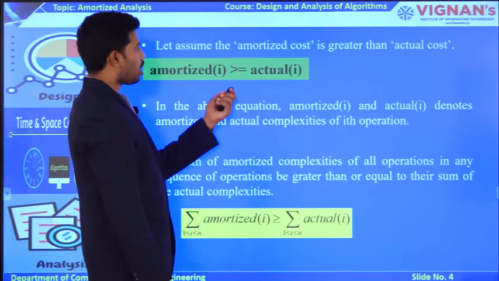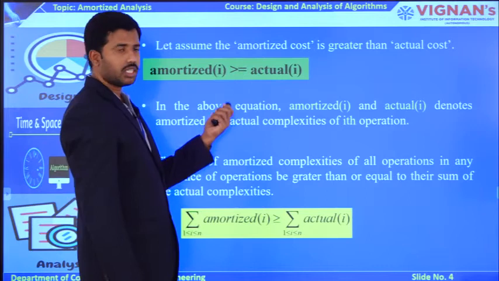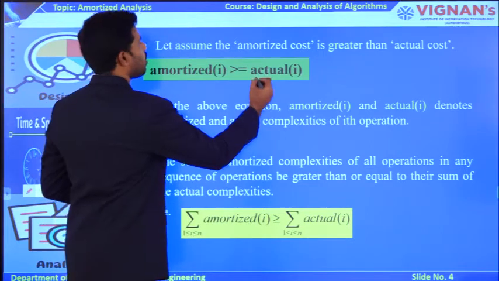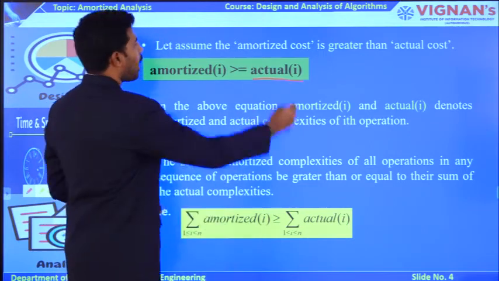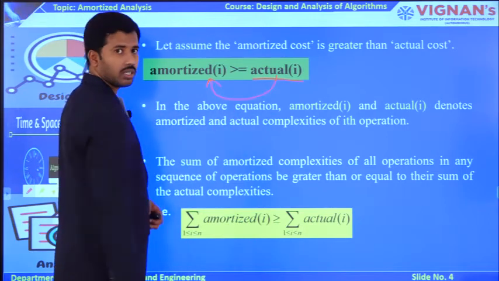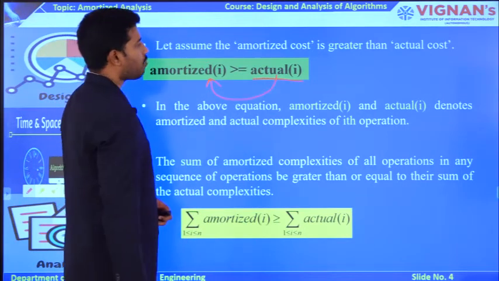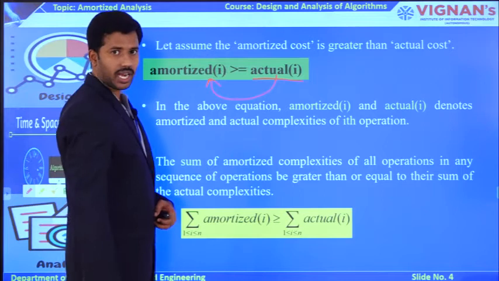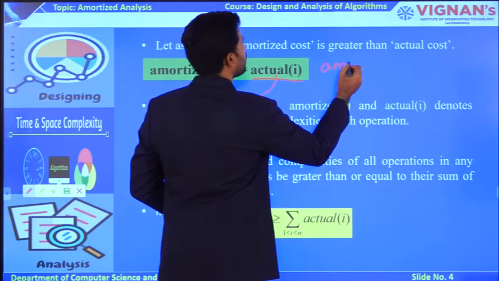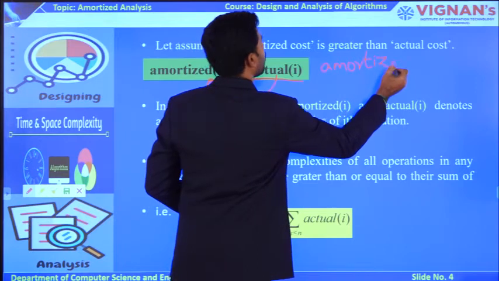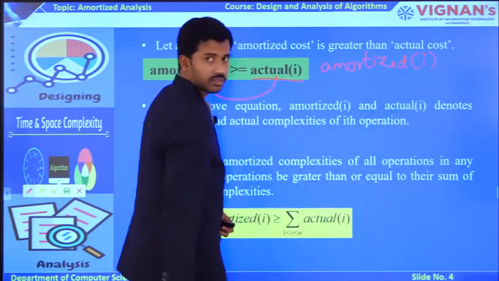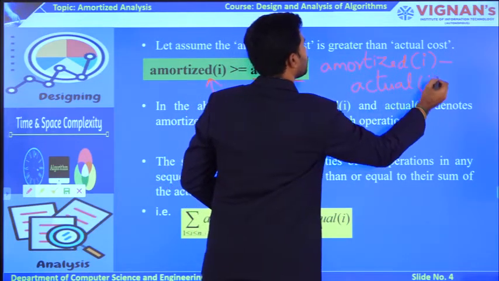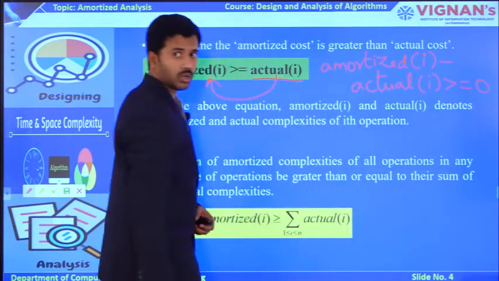Now just convert this mathematical equation. If you observe here, the actual of I is available at the RHS part, right? So what happens if I move this RHS part to LHS? Definitely at RHS the actual of I looks like a positive value. So if I move this RHS part to LHS, ultimately this equation will be converted as amortized of I minus actual of I greater than or equal to 0.